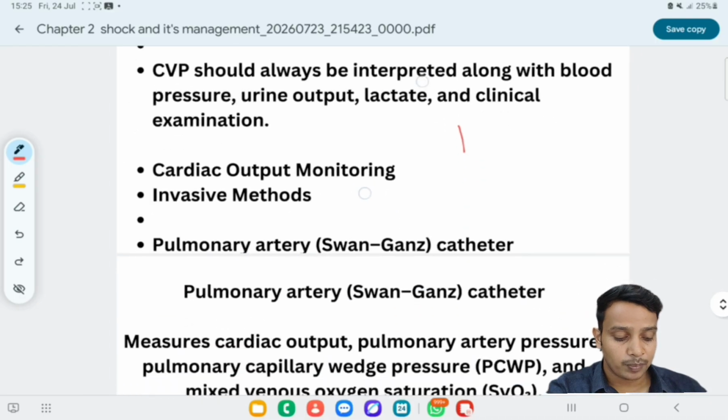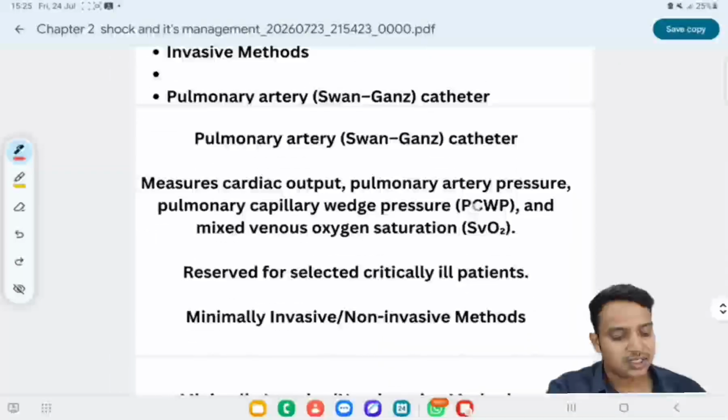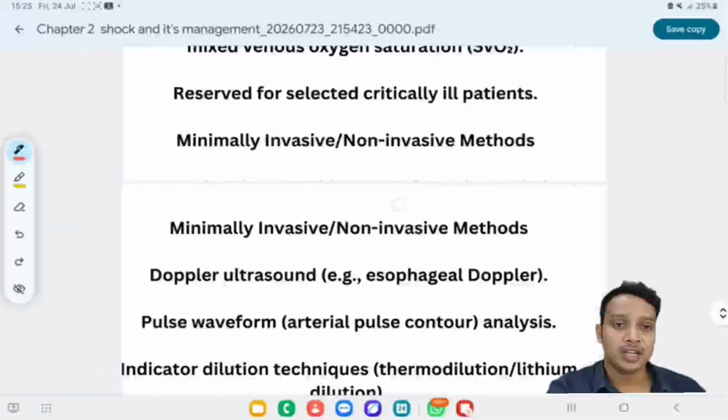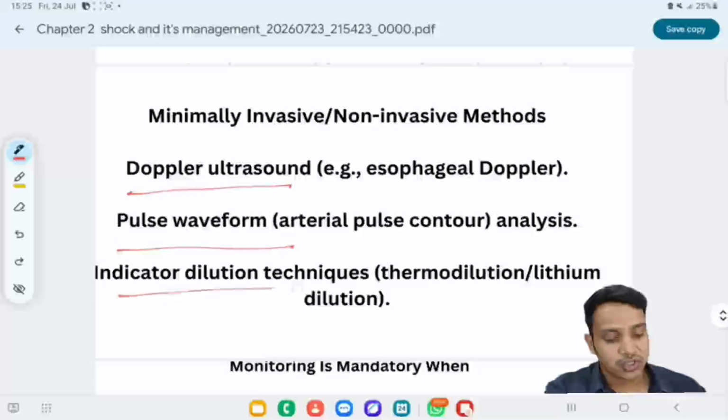So there are various other aspects of cardiac monitoring apart from CVP. Invasive monitoring such as the pulmonary artery catheter is being used less nowadays, and there are also non-invasive types such as Doppler ultrasound, pulse waveforms, and indicator dilution techniques. These are most commonly used in intensive care setups. And when to monitor these patients, and why can't we monitor all patients?